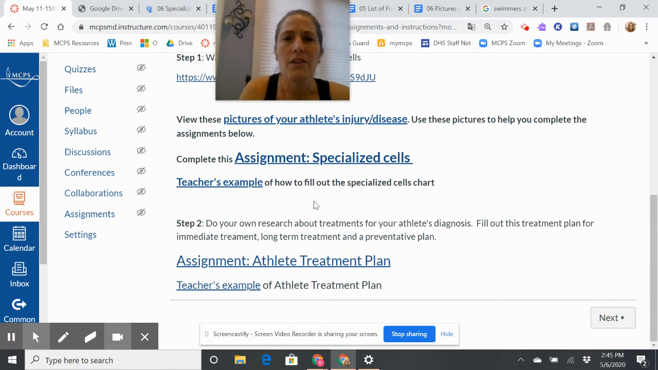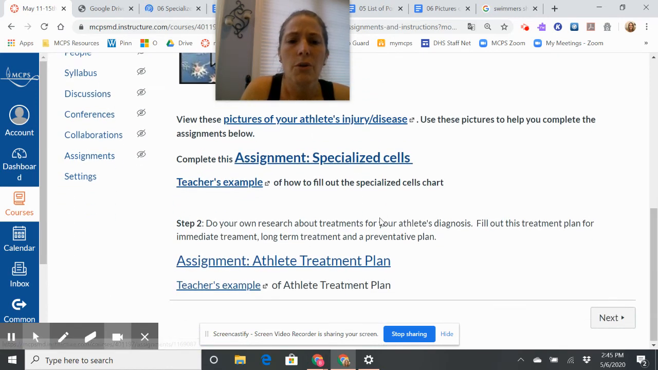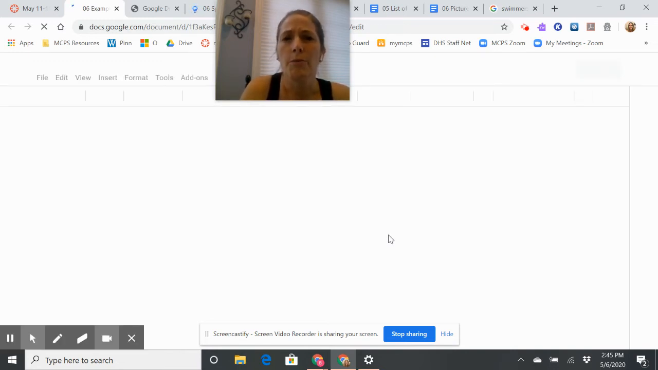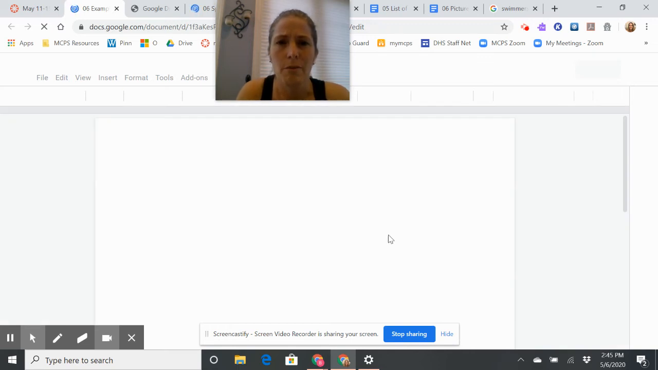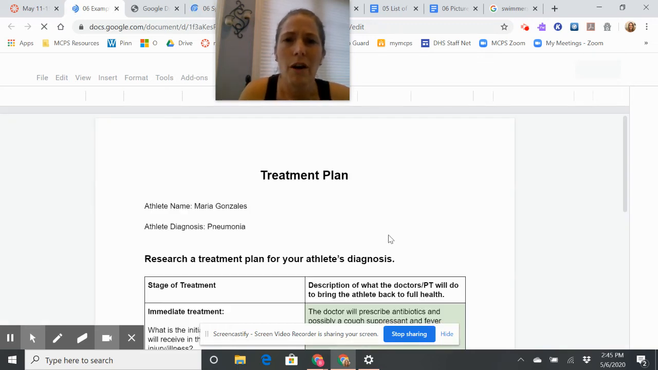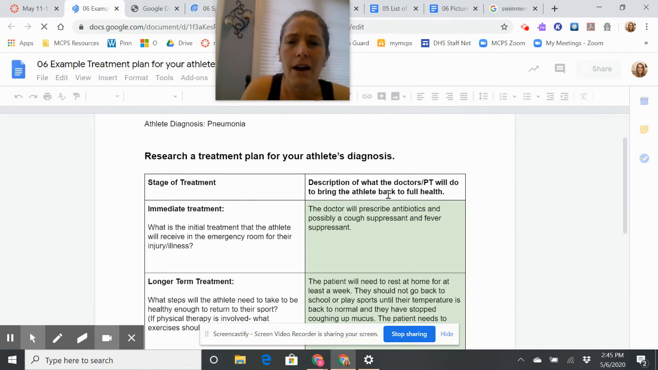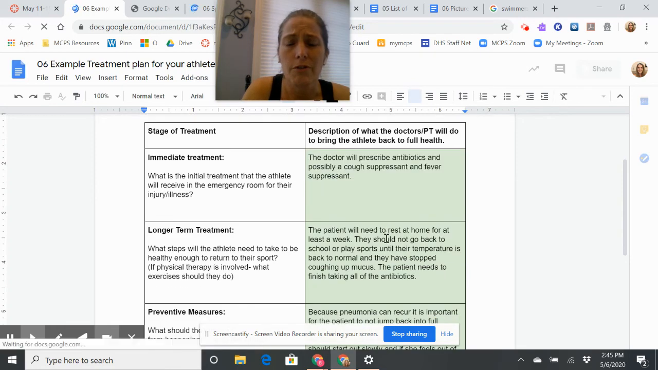The second part of this is a treatment plan. I'll open up the teacher's example for this one. You are going to make a treatment plan for your athlete, and the treatment plan will have 3 parts. The first part is, what are the doctors going to do when they're in the emergency room? So what are they doing right as they have symptoms of an asthma attack, or right as their arm is actually broken? For mine it was they have pneumonia. So this is what's happening in the emergency room that's being used for treatment.